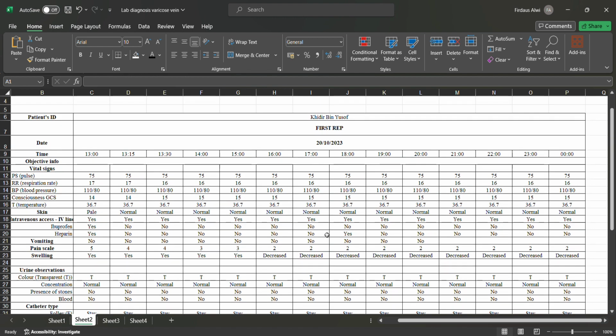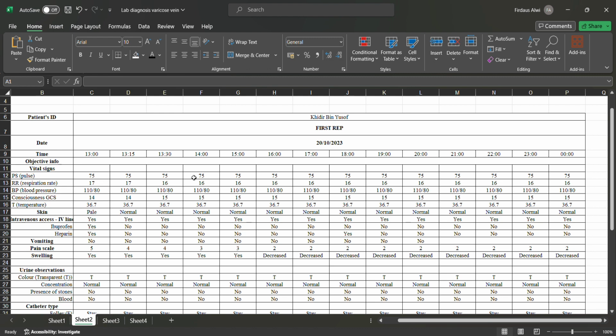So the patient had surgery of ligation of saphenous femoral junction, also known as cystectomy, on the 20th October that started at around 10 a.m. and ended around 1 p.m. So the patient is then transferred to the patient ward for further monitoring.